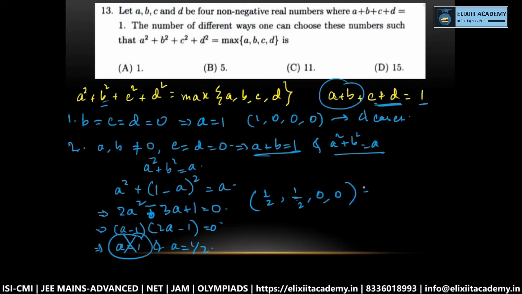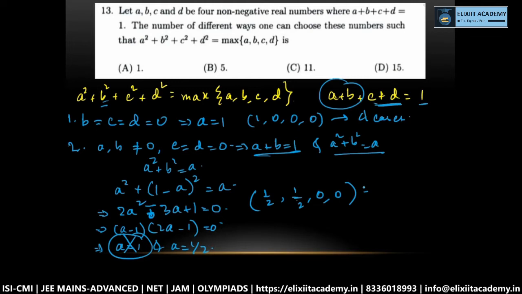Right? Similarly, how many cases can there be? A is equal to half, B is equal to half, the rest are 0. This is one case. The second case can be A is equal to half, C is equal to half, and the rest of the things can be 0, right?